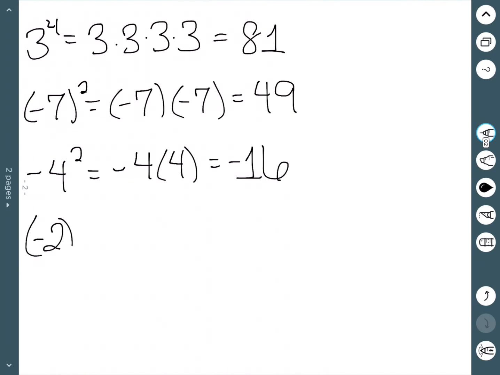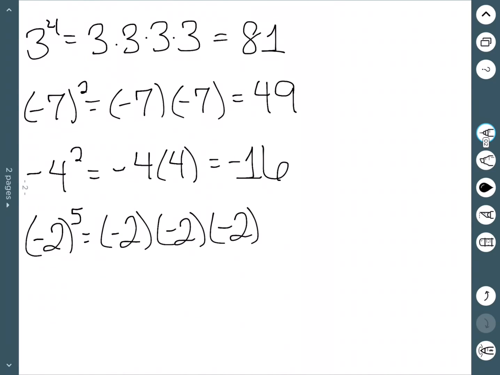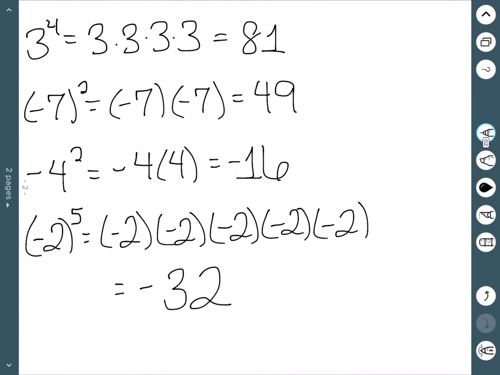One last example, (-2) to the 5th. This would be -2 times -2 times -2 times -2 times -2, which would be -32, since there are a total of 5 negative signs.